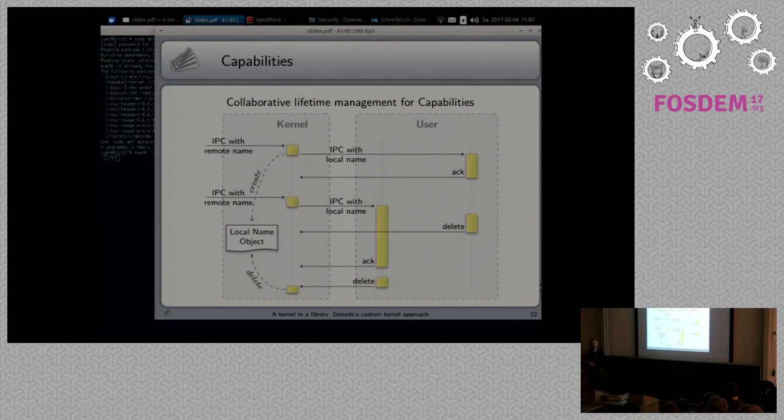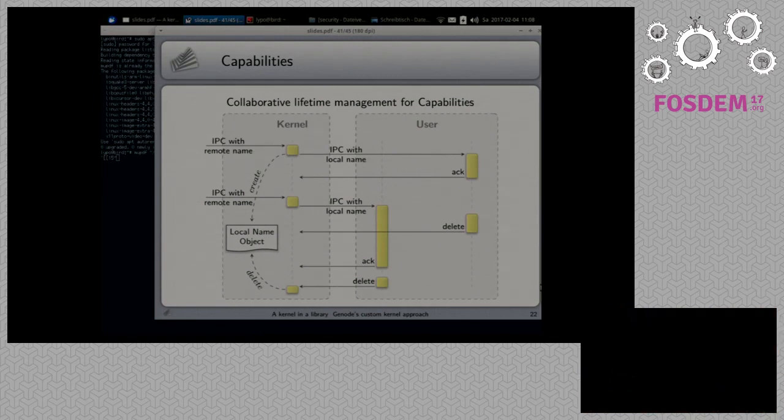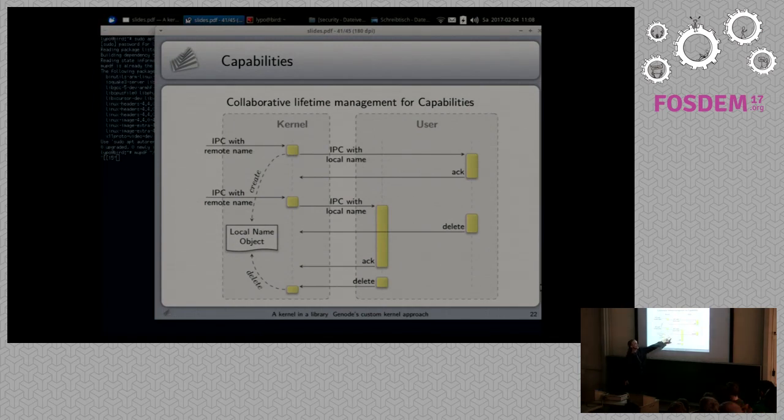So the userland has to acknowledge when it has received the capability. And as long as there's an acknowledgement pending, I have to wait until the X runs. And then the other kernel sees, oh, okay, there's no more acknowledgement pending, I can really delete the local name. So the whole lifetime management is pretty easy and safe.